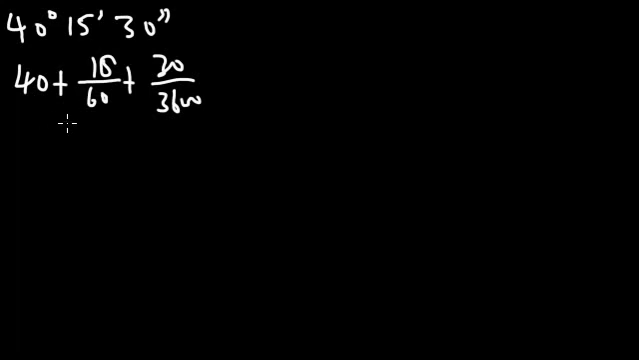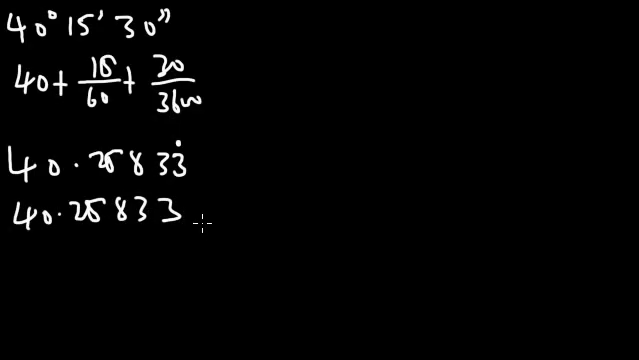So we have 40 plus 15 over 60, and again plus 30 over 3,600. That gives me 40.25833 repeating. Usually when it's repeating, you can put a dot on it, or you just put the dots continuously. The question actually was 40.25833. It was not repeating, but it clearly signifies that our answer is almost the same.